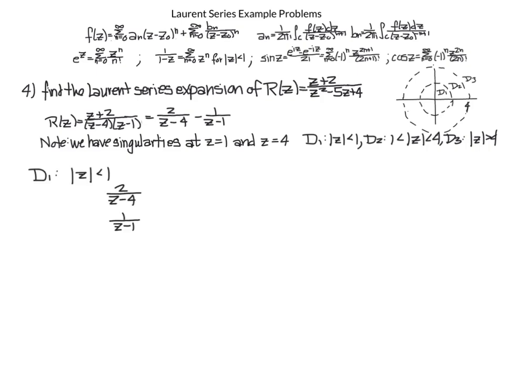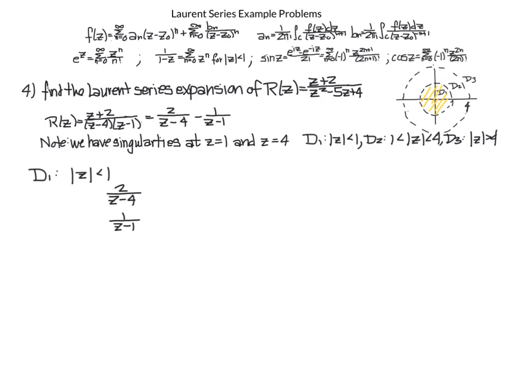We are starting with D1, and I'm just going to shade D1 in our drawing here. So D1 is this area inside the circle of radius 1. We are going to start with region D1, where the modulus of z is less than 1. We have these two fractions here to contend with. That's 2 over (z minus 4), and the second part is 1 over (z minus 1).